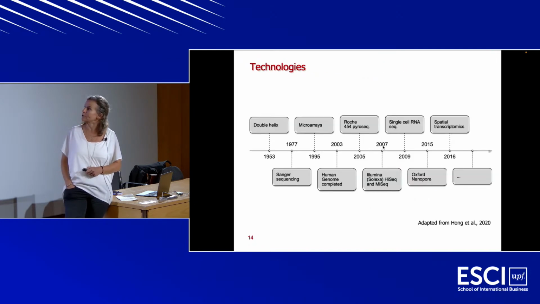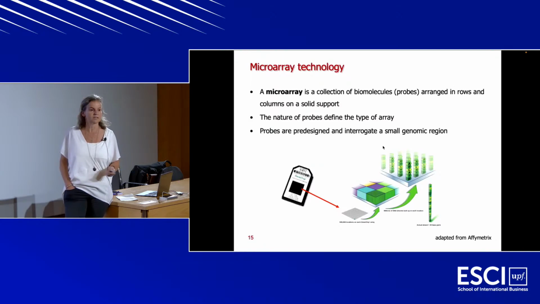So back to our technologies. Let's focus on microarrays. A microarray is just a collection of biomolecules that are called probes and are arranged in a matrix design on a solid support. The nature of those probes will define the type of array. In this case, we will focus on cDNA microarrays that will study transcription. Okay? So this is a microarray. This is a little box like that. And this contains one transcriptome of one patient, of one person.